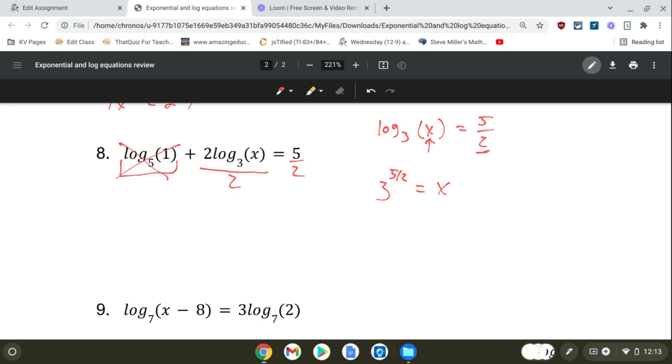All right. Let me see what this comes out to. It's going to be some weird, nasty decimal. Yeah, 15.588.